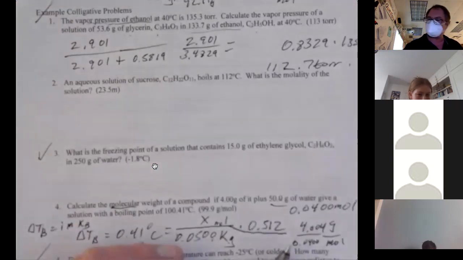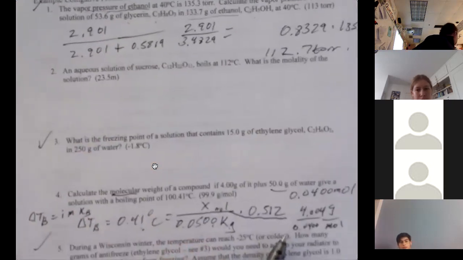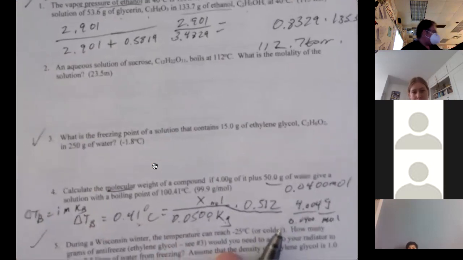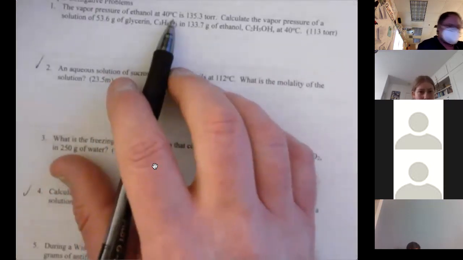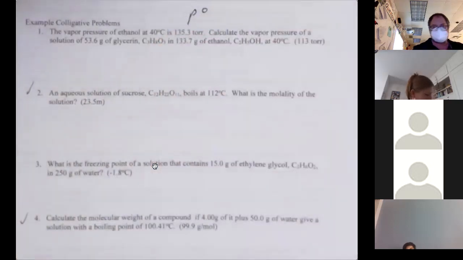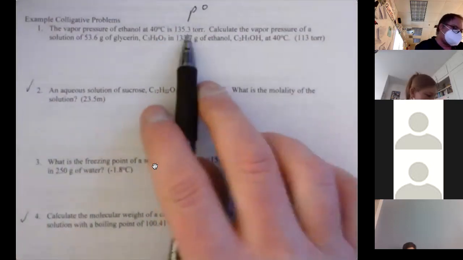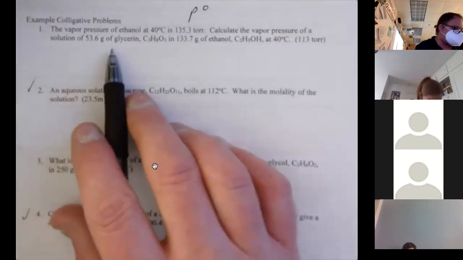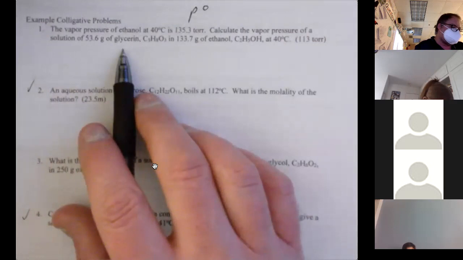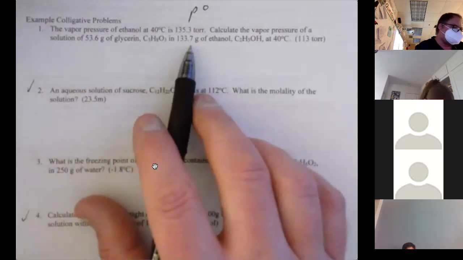Yep. All right. So the deal with vapor pressure problems, let me grab your guys's and I'll do it real quick. If we take a look, the vapor pressure of ethanol at 40 degrees Celsius is this. So this is our P prime or P standard, right? It then says calculate the vapor pressure of a solution of 53.6 grams of glycerin in 133.7 grams of ethanol.